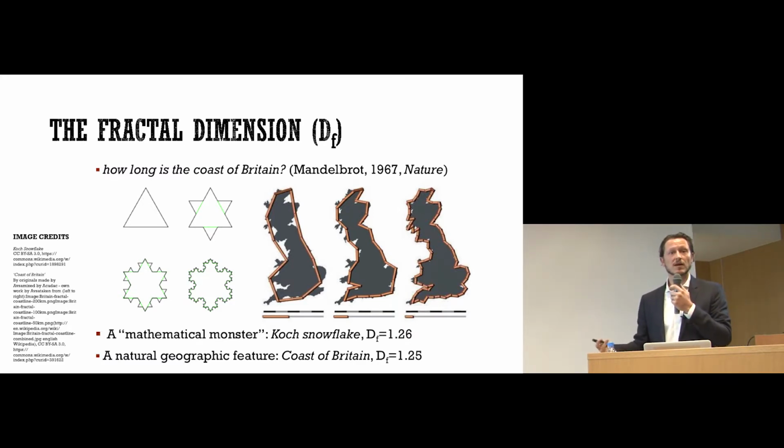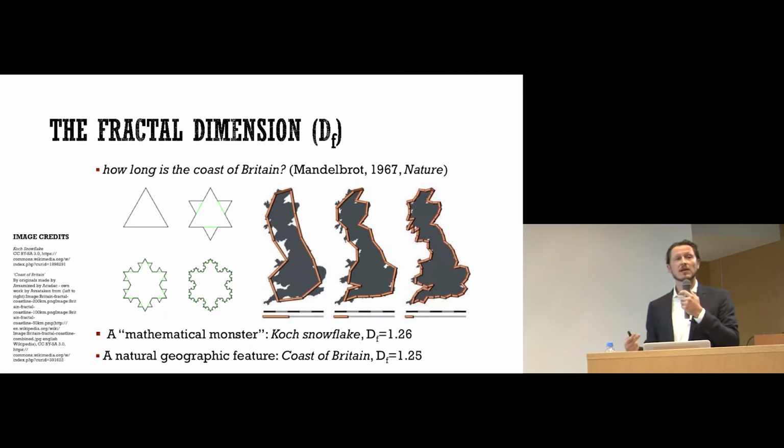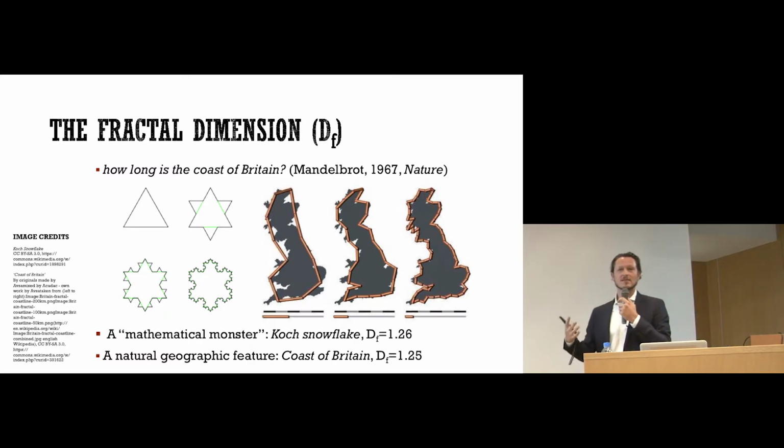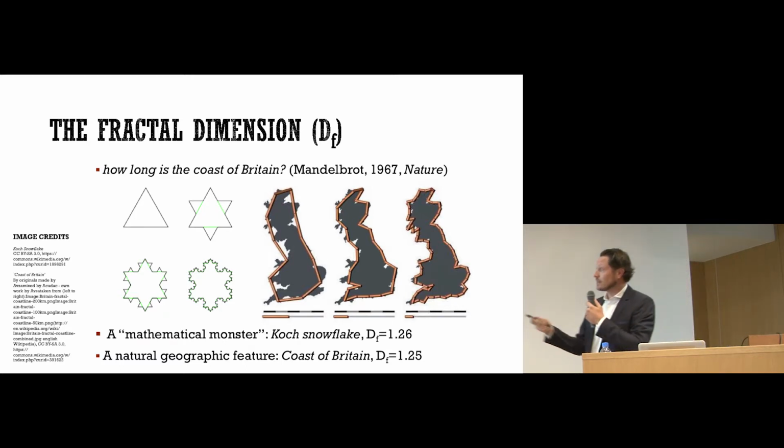So now Britain becomes longer. Now we take an even smaller measuring stick, and Britain becomes longer again. So we keep doing this until Britain is the longest thing we've ever seen. But that's not actually true. It is limited. It's a natural thing. Well, actually, the boundary is not natural. It's human, but the island itself is natural.